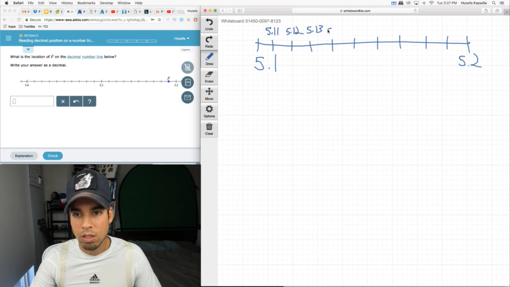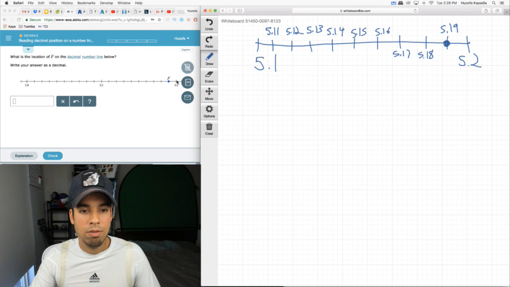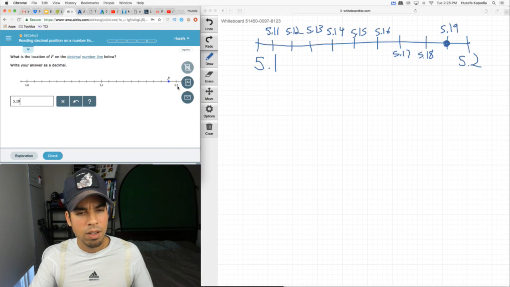I'll show you how this actually works out. 5.14, 5.15, 5.16, 5.17, 5.18. I just wrote those on the bottom just to give myself more room. 5.19 and 5.2. So you can see that's how it's all laid out, and they have a decimal right here. Therefore, this is 5.19. Okay, it's 1/100th less than that point.